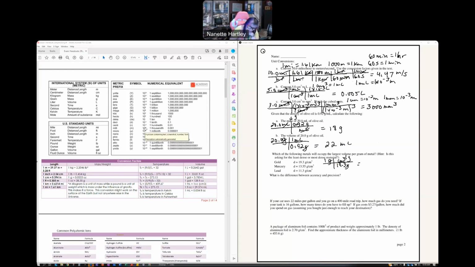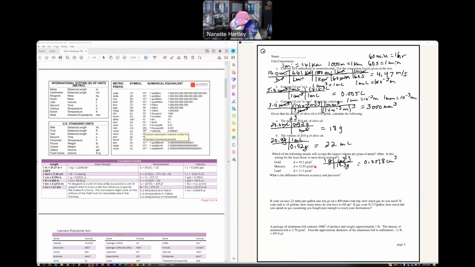That would give me the volume in centimeters cubed. So I'm going to divide 1 gram by each of these densities. When I do that, 1 divided by 19.3 gives 0.0518 centimeters cubed. The 0.0 are not significant.